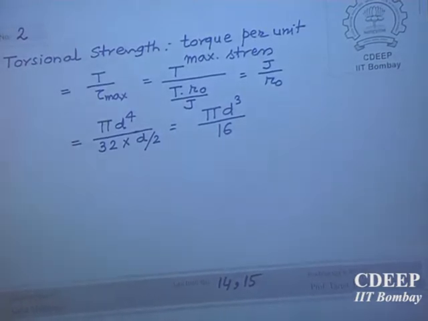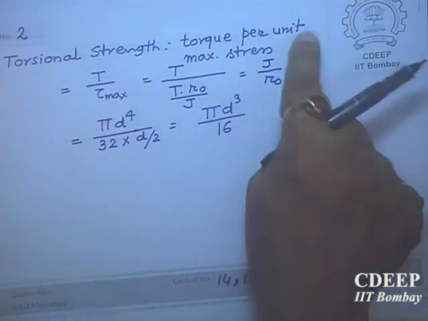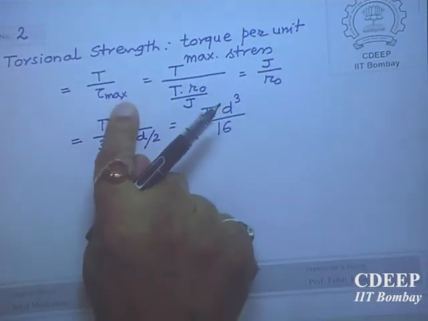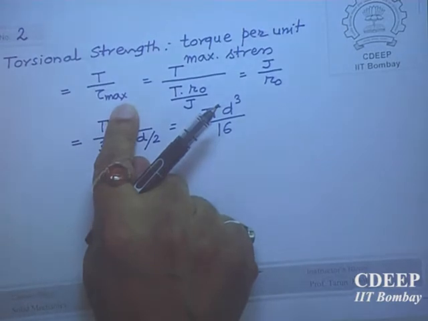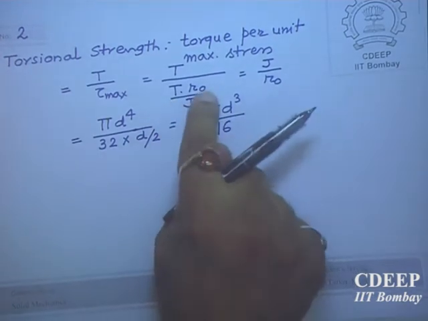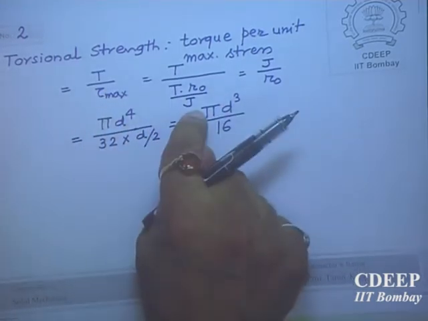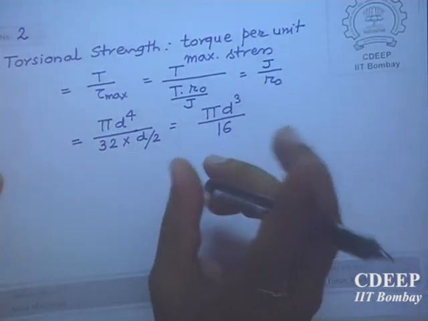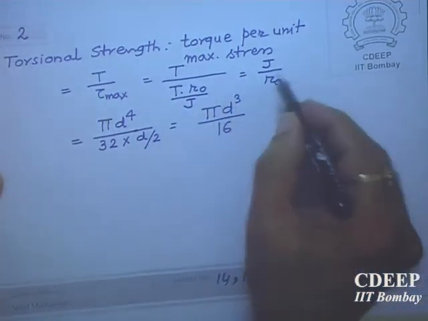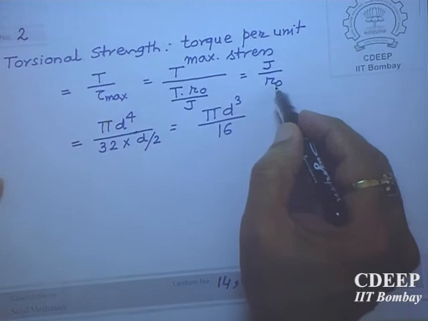We define this quantity as the torsional strength of the shaft. Torque per unit maximum stress, that is T divided by tau maximum. What is T? What is tau maximum? Tau maximum is equal to T R naught by J. I am simply substituting for tau maximum, so it comes out to be J by R naught.